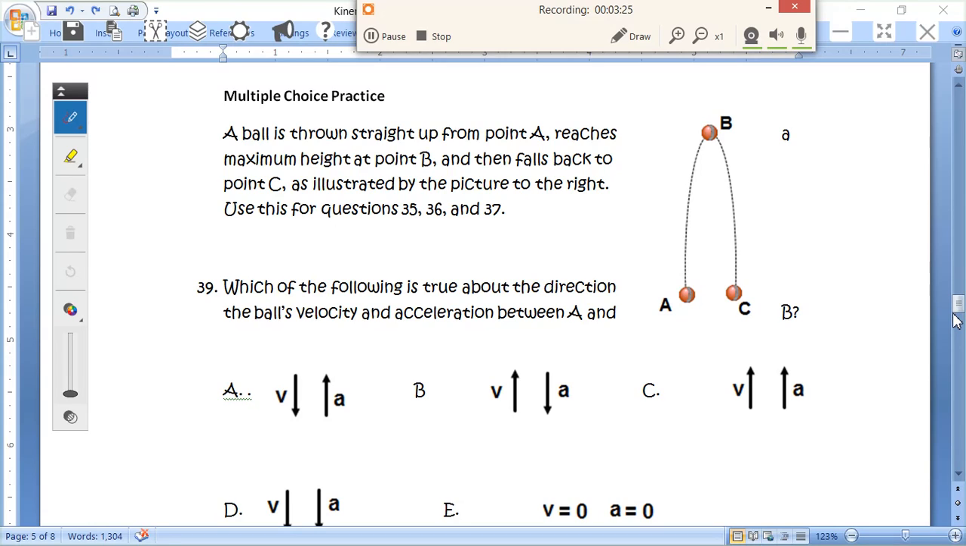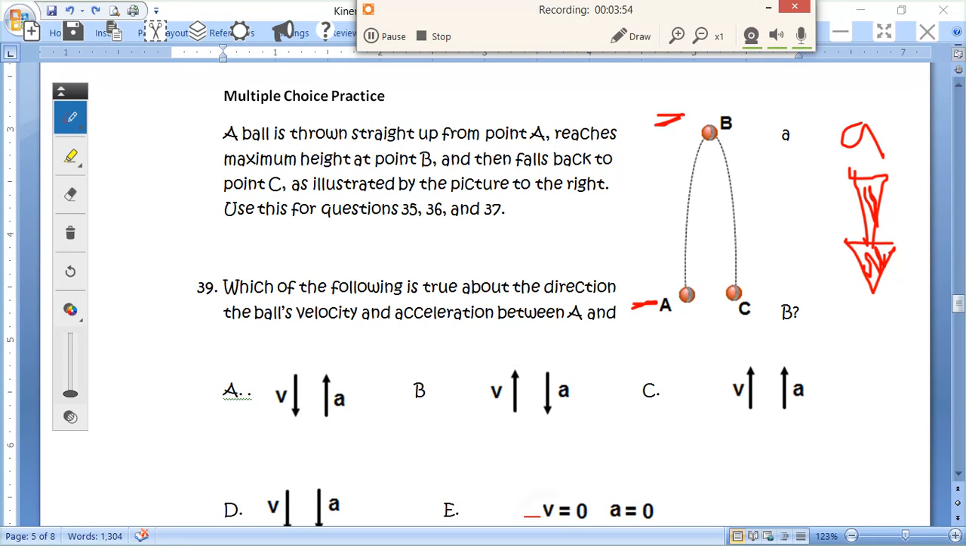All right, the last problem on this page. A ball is thrown straight up from point A, reaches maximum height point B, falls back to point C. This is directly from the Stomp Rocket and the other Do Now problem that we've done in class. They want to know what is true about the acceleration between points A here and points B here, about velocity and acceleration. At all points in this graph, we should know that the acceleration due to gravity is pointing downward, something like this. This would be our A.